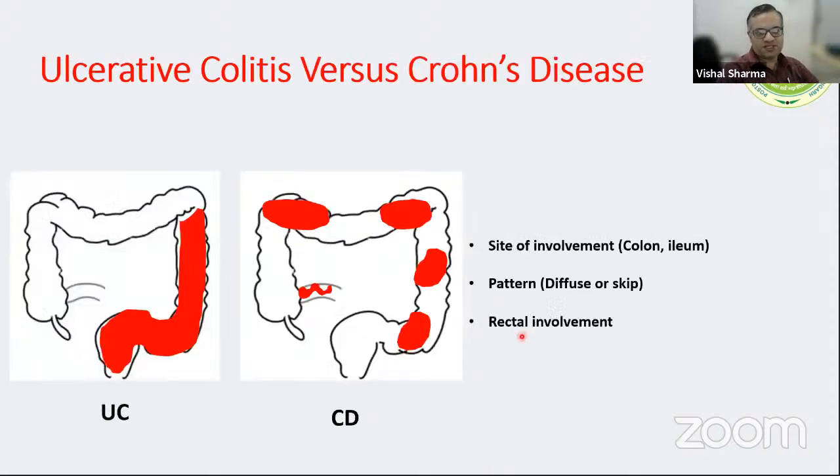Then, to differentiate, I think it is very clear from these two images. Starts in the rectum, ulcerative colitis. Rectum is spared, Crohn's disease. Diffuse involvement, ulcerative colitis. Skip areas of involvement, Crohn's disease. Ileum is usually not involved in ulcerative colitis. There may be some 5 centimeters of involvement in the form of hyperemia, which is known as backwash ileitis. But in Crohn's disease the ileum may be involved with ulcers, and in fact even the jejunum or other areas could be involved. So that's what we call Crohn's disease.